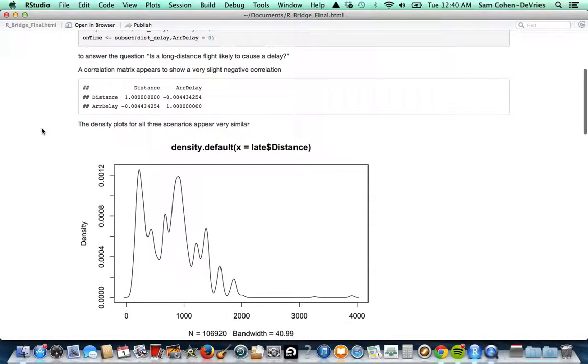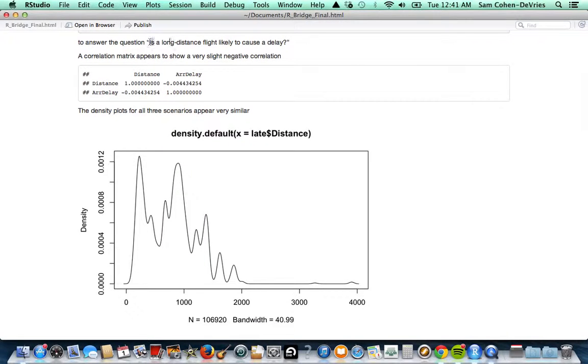So the question: is a long distance flight likely to cause a delay? One way I decided to look at that is by using a correlation matrix. You can use cor, the R function, to create a correlation matrix. The two variables I used were distance and arrival delay, and it shows a correlation of negative, and this is a pretty small number, so it is a very slight negative correlation, meaning as one goes up, the other goes down. So a longer distance would actually have a shorter arrival delay.